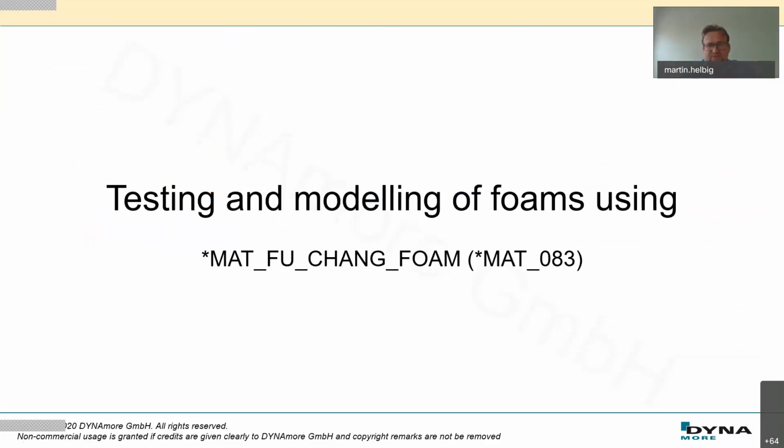We come to foams. Foams are becoming more and more popular since the last 2 years, I think. One material law to work with foams is Fu-Chang-Foam. It is a very nice material law, and it's also very easy to get your data into this material card.